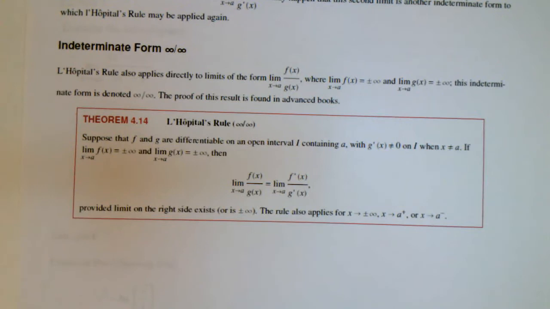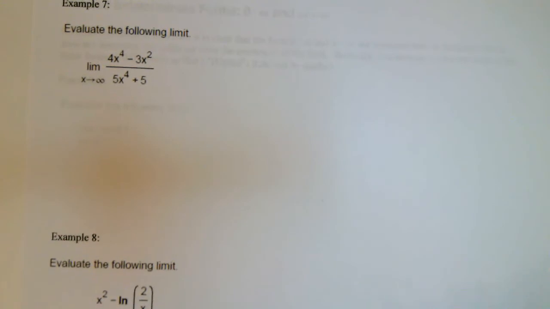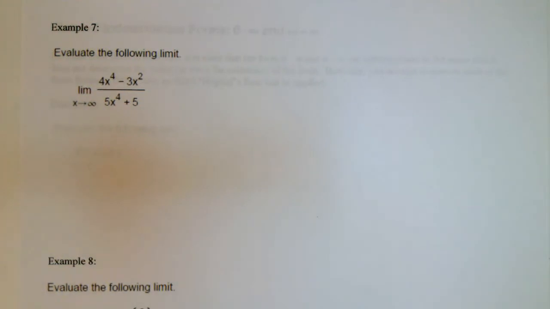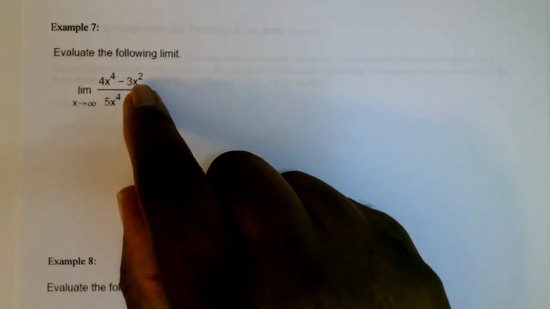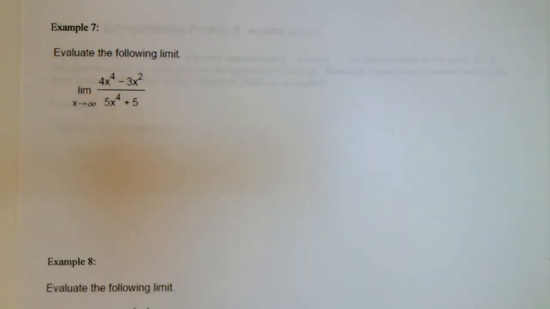All right, so now let's look at this example. Let's say I want to evaluate this limit: the limit as x approaches infinity of 4x to the fourth minus 3x squared divided by 5x to the fourth plus 5. Now, the numerator will go to positive infinity. The denominator will also go to positive infinity. So I do have a situation of infinity divided by infinity, so I need to apply L'Hopital's rule on this problem.